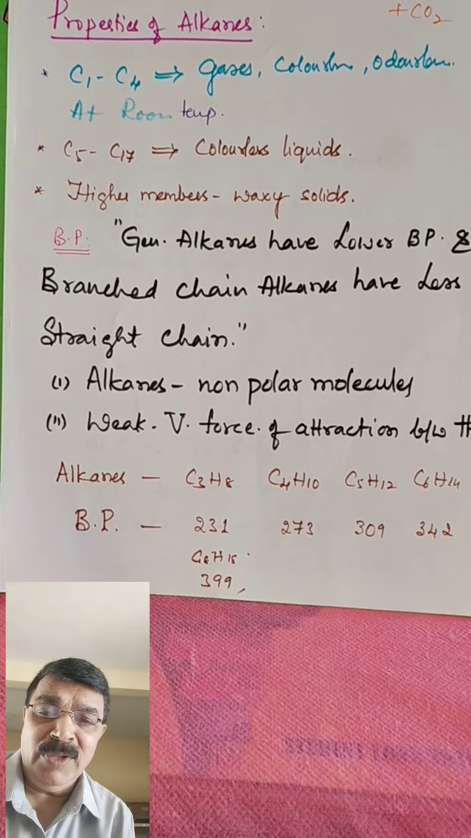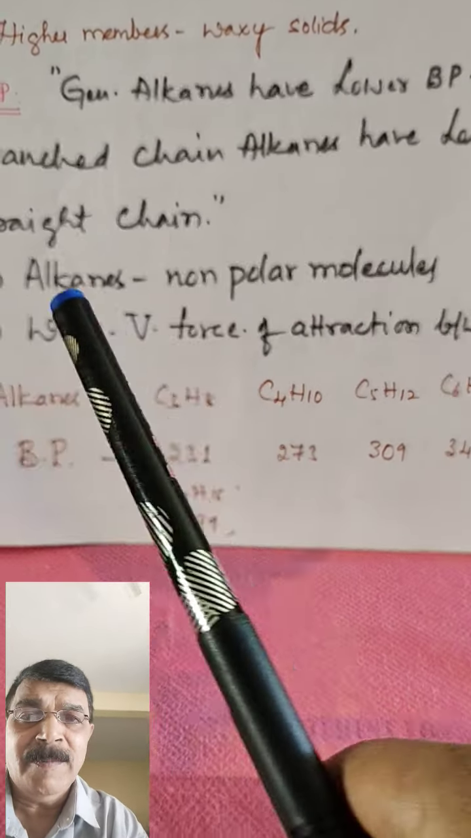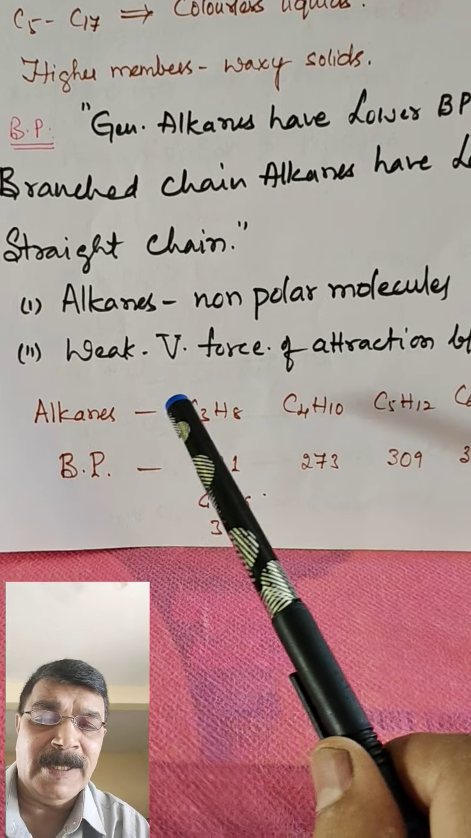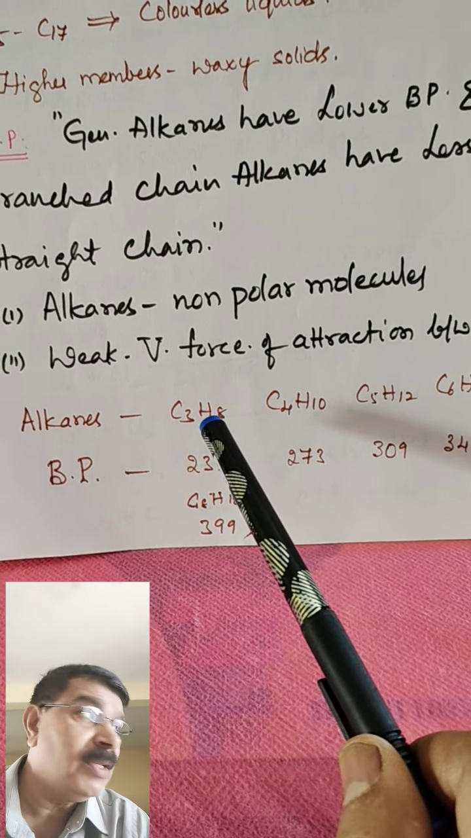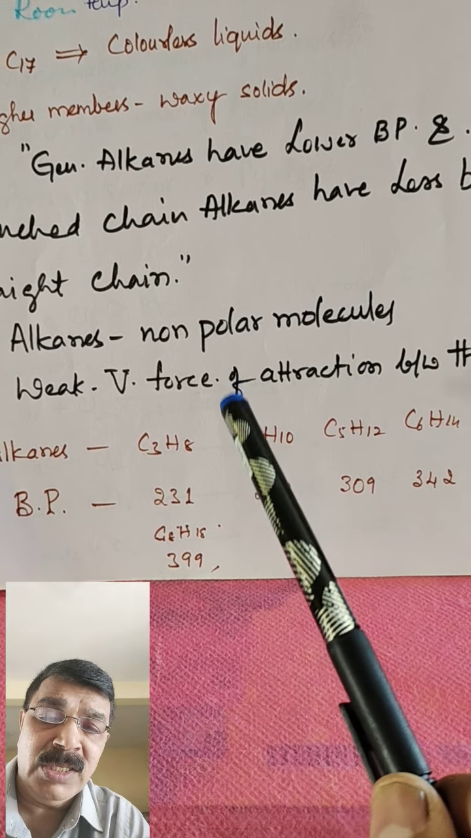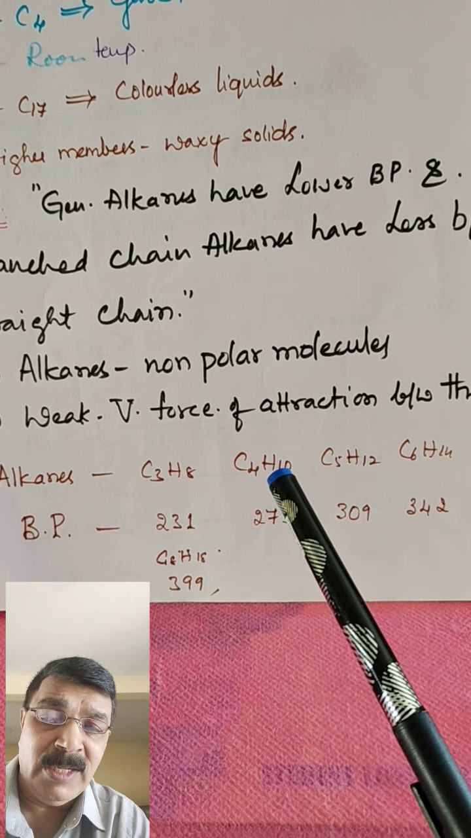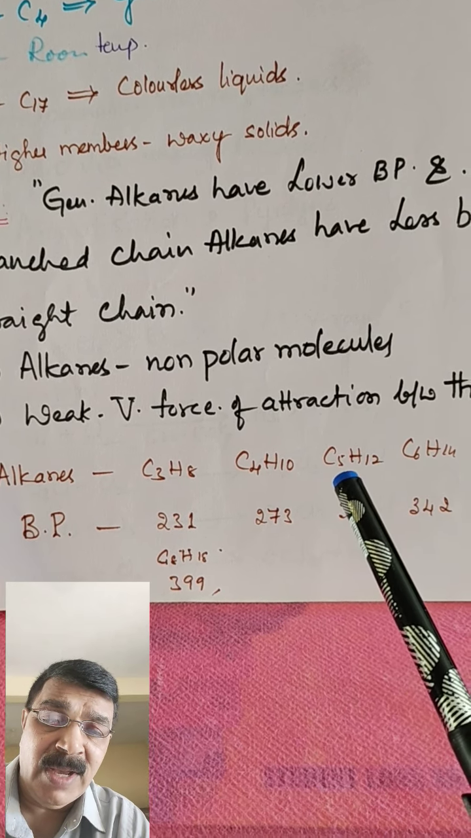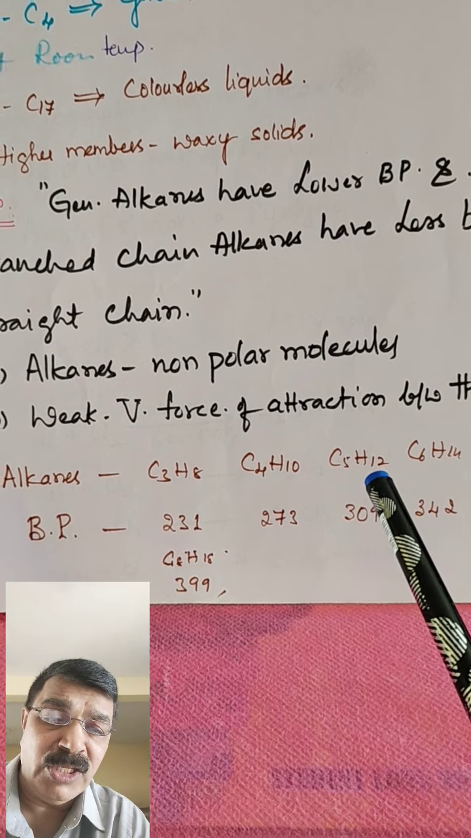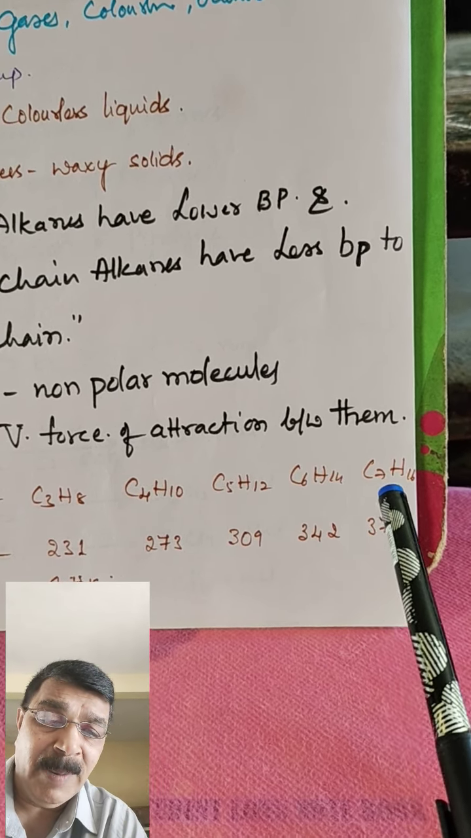They are held with the weak van der Waals force of attraction between them. So observe this here. We have taken the alkanes: C3H8 propane, C4H10 butane, C5H12 pentane, C6H14 hexane, heptane. Recall this, dear students, don't forget.